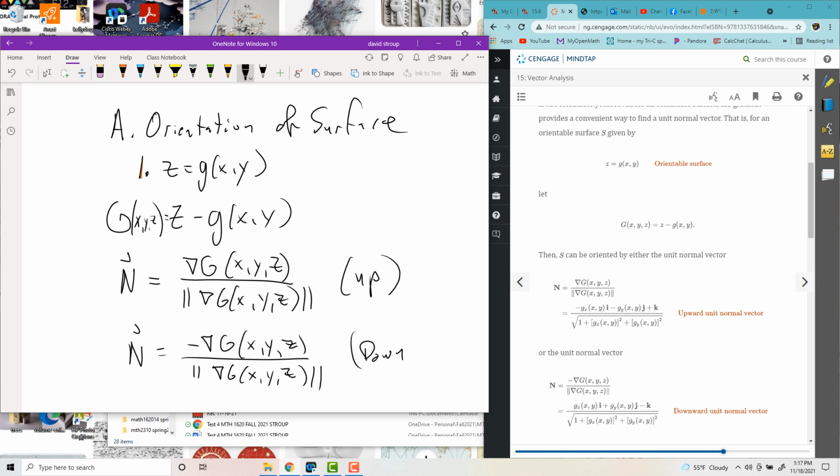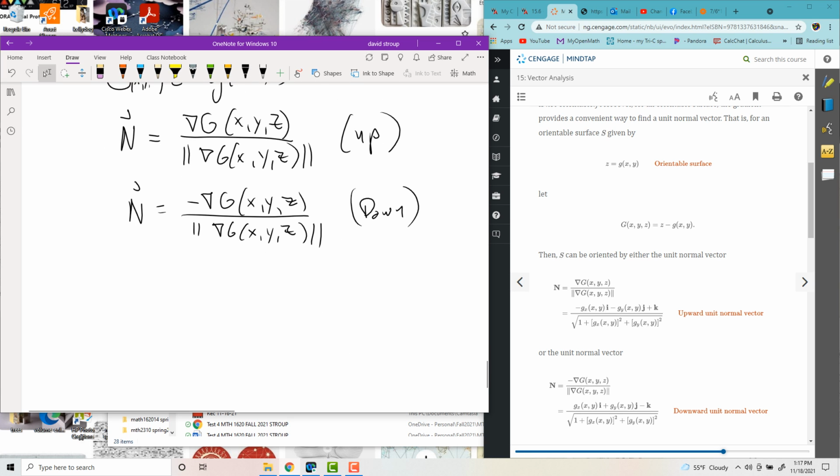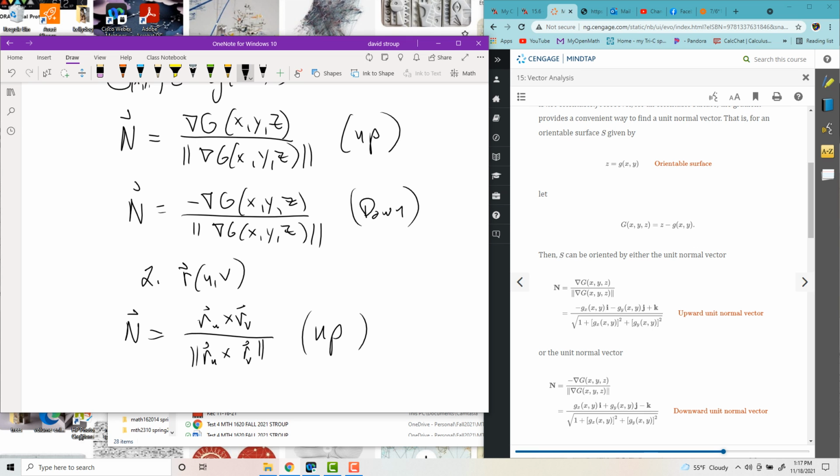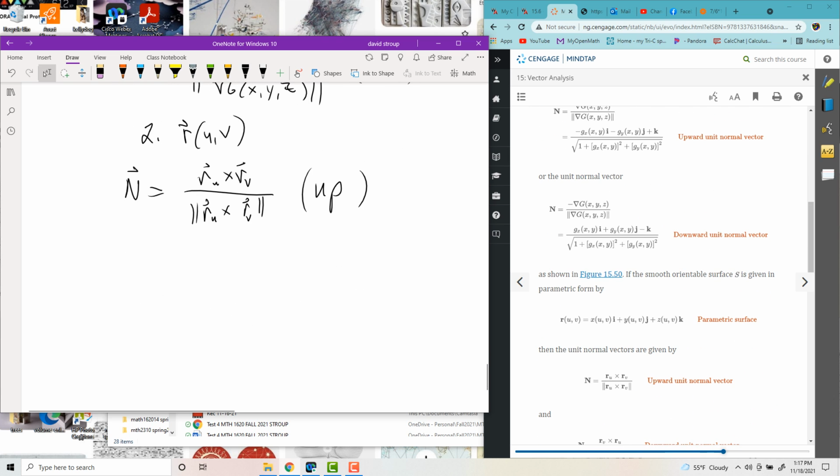Okay. So that's the z version. Then the parametric version. Of course, you're just doing cross products of partial derivatives, then dividing by the magnitude again. So for the normal, it's the cross product of RU cross RV, all over the magnitude. Again, unit normal vector. Okay, so all over the magnitude of RU cross RV, or this would be up, or the down version is just the reverse cross product, RV cross RU.